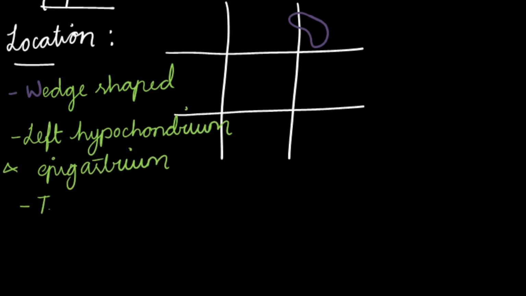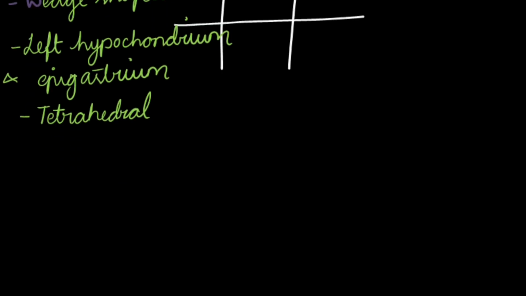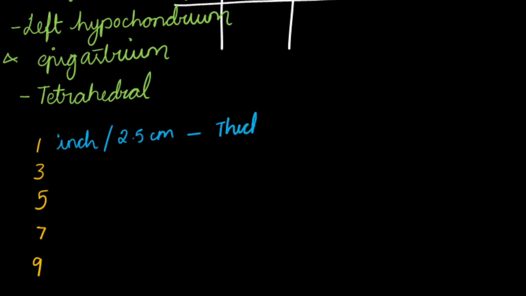And the spleen is tetrahedral in shape. It is soft, highly vascular and dark purple in color. Now, regarding the dimensions of the spleen, you can easily remember them by this trick. You just place all the odd numbers here: 1, 3, 5, 7 and 9. So here 1 inch, and we all know 1 inch is 2.5 centimeter. So the spleen is 2.5 centimeter thick.